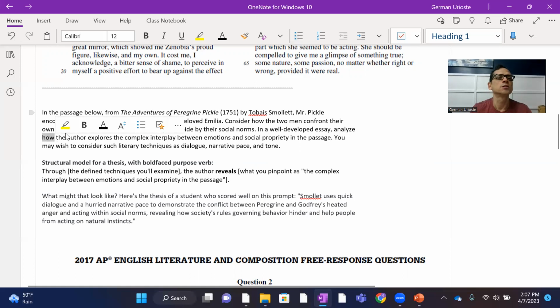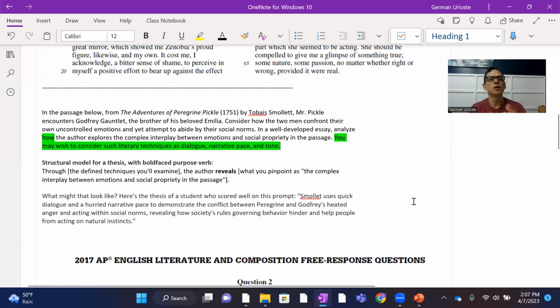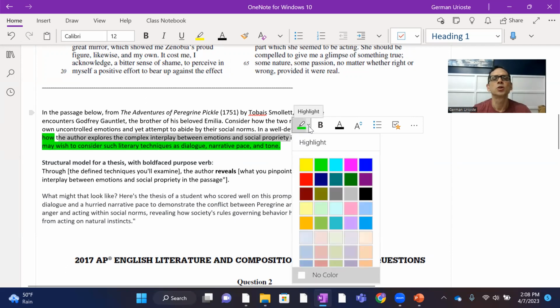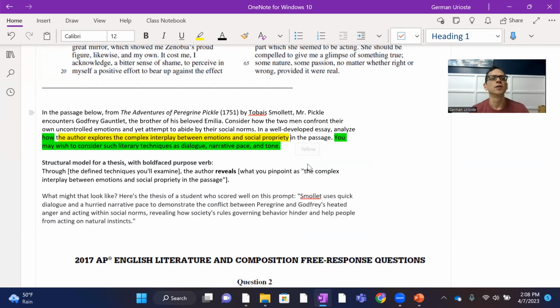How. How means, we've said it before, technique or device or elements, you know? And notice that here, they follow up on the how. These are the things you might want to look at. You may wish to consider such literary techniques as dialogue, narrative pace, and tone, right? Now then, what is the prompt you're going to address in terms of pinpointing how techniques suggest a certain claim? You want to explore how the author explores the complex interplay between emotions and social propriety, right? There it is. That's what you got to look at.